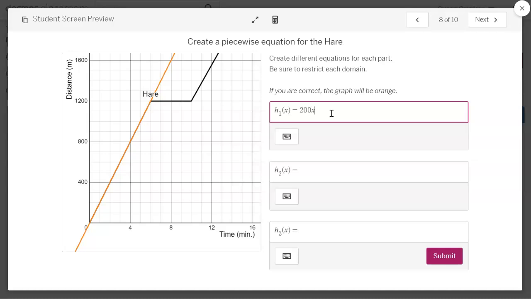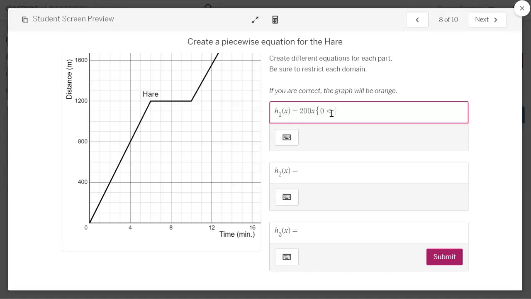domain is not restricted. So if I restrict the domain, I would say 0 less than or equal to x less than or equal to, and let's see, I want it to stop at 6. And so they can instantly see that they've got that piece done because the orange is going to go over the black in the graph. So all three work that way, and then they'll need to submit it.